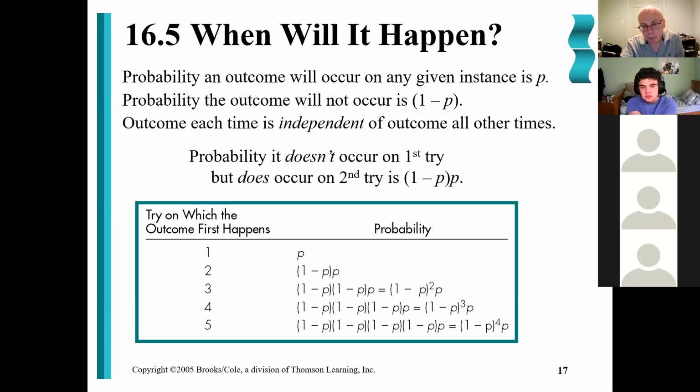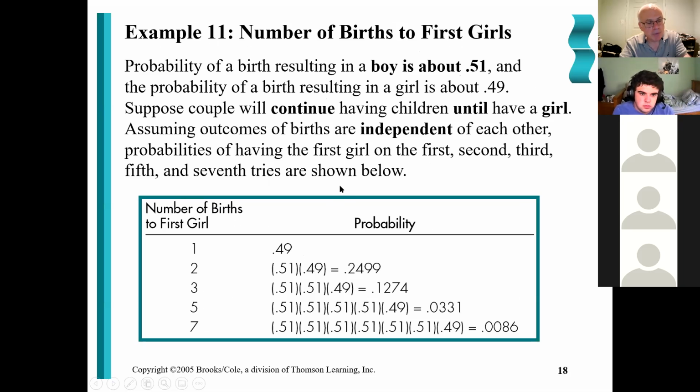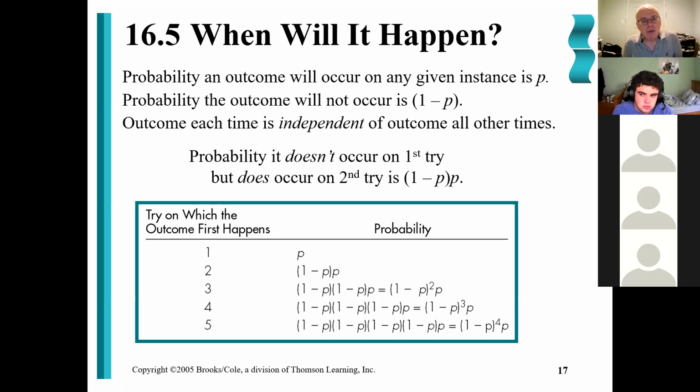All right, so think of multiplication. The probability it doesn't occur on the first try is 1 minus p, and the probability that it does occur on the second try is p. Then the probability of both those things occurring is 1 minus p times p. So the answer is 1 minus p times p.